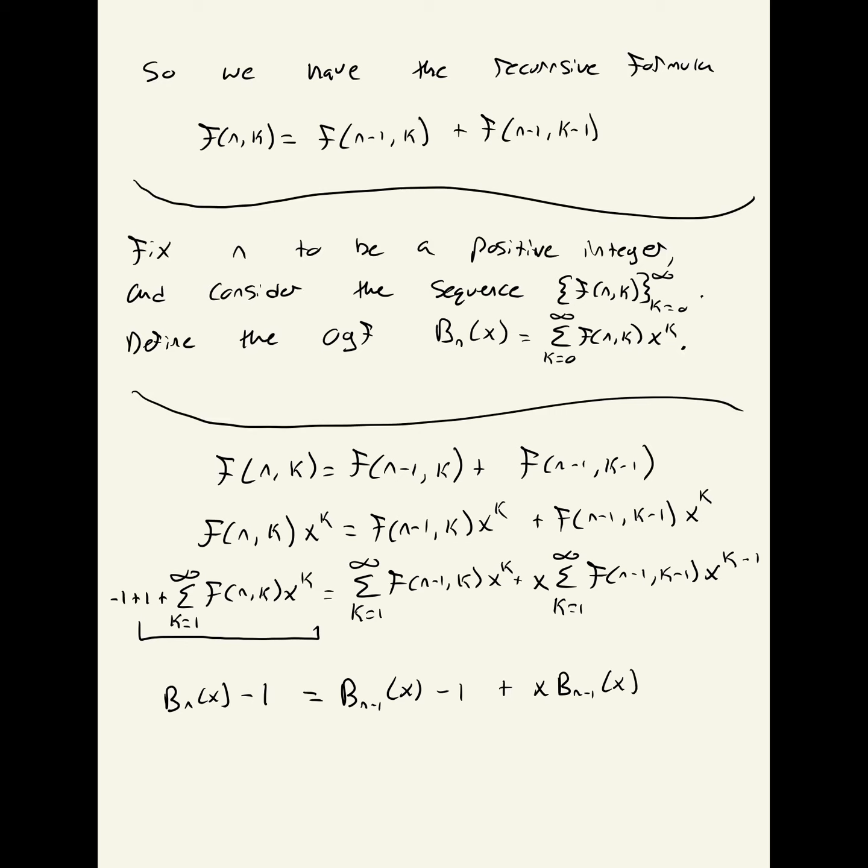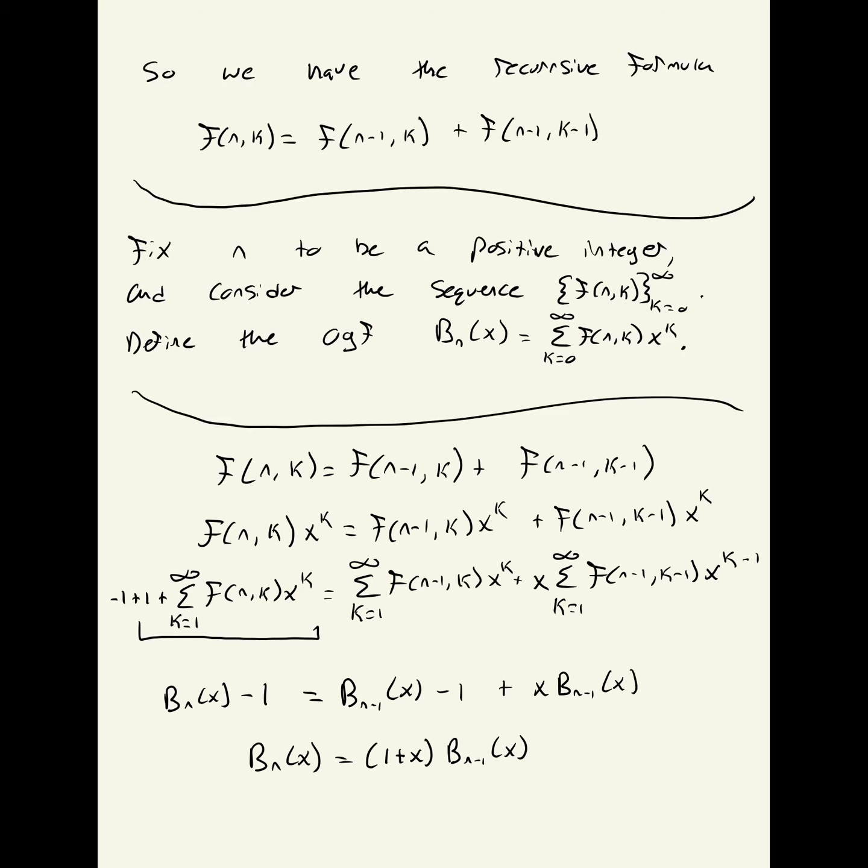So that's good. Now we have a new formula here, which I can actually solve for B_n of x just using basic algebra, and say B_n of x is identically equal to 1 plus x times B_{n-1} of x. And if you don't believe me, it's pretty easy to work out. Just cancel the 1s and factor out a B_{n-1} of x.